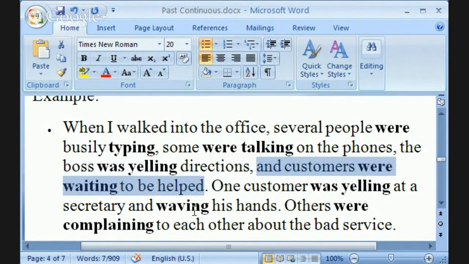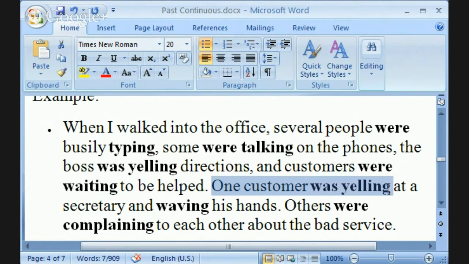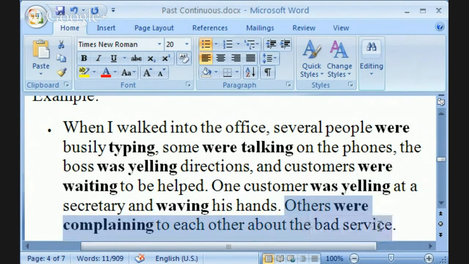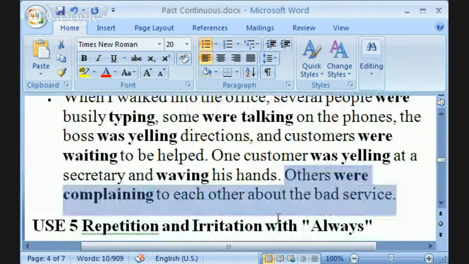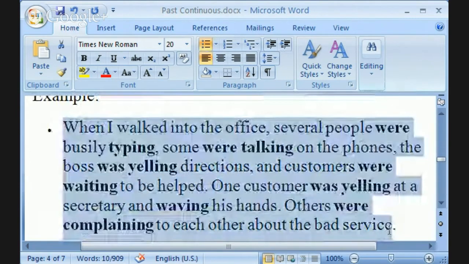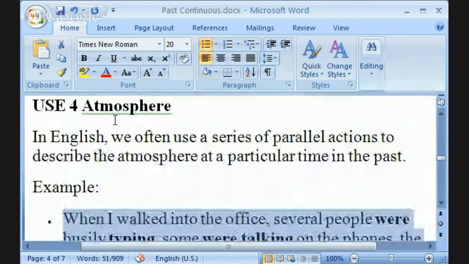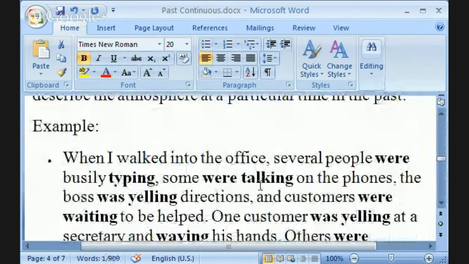Okay, a whole series of phrases, well, clauses, to sort of give the idea of what was happening, all the actions that were taking place. Okay. One customer was yelling at a secretary and waving his hands. Others were complaining to each other about the bad service. Okay, so this entire paragraph is devised basically to show the atmosphere, what it was like when I walked into the office.